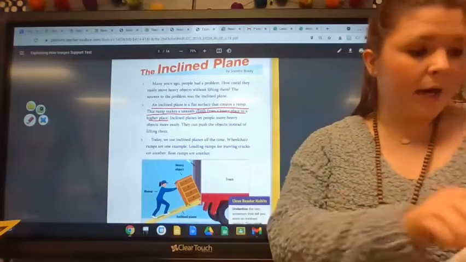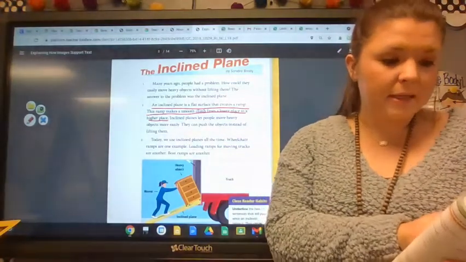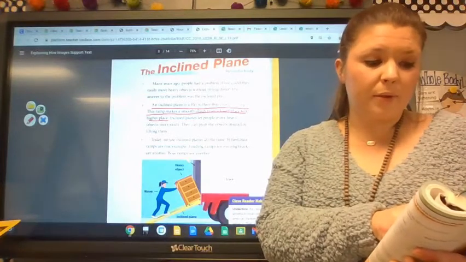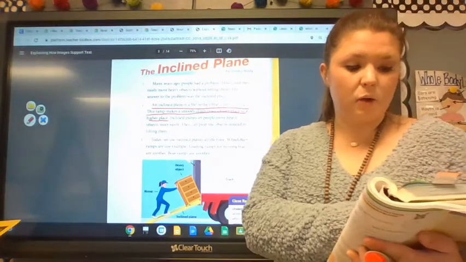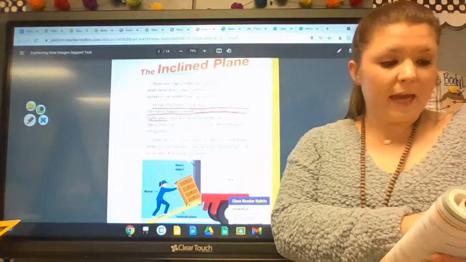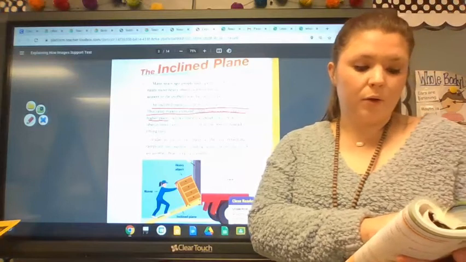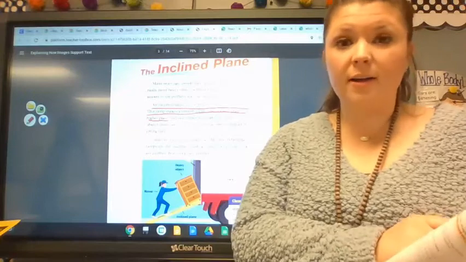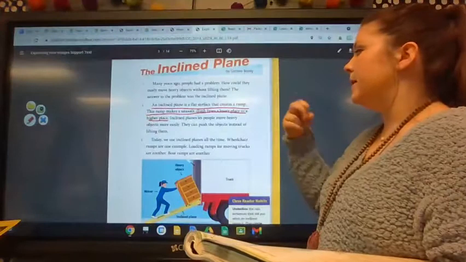Okay? All right, so let's pick back up on paragraph number 2. Ready, read. An inclined plane is a flat surface that creates a ramp. This ramp makes a smooth climb from a lower place to a higher place. Inclined planes let people move heavy objects more easily. They can push the objects instead of lifting them. Today, we use inclined planes all the time. Wheelchair ramps are one example. Loading ramps for moving trucks are another. Boat ramps are another.